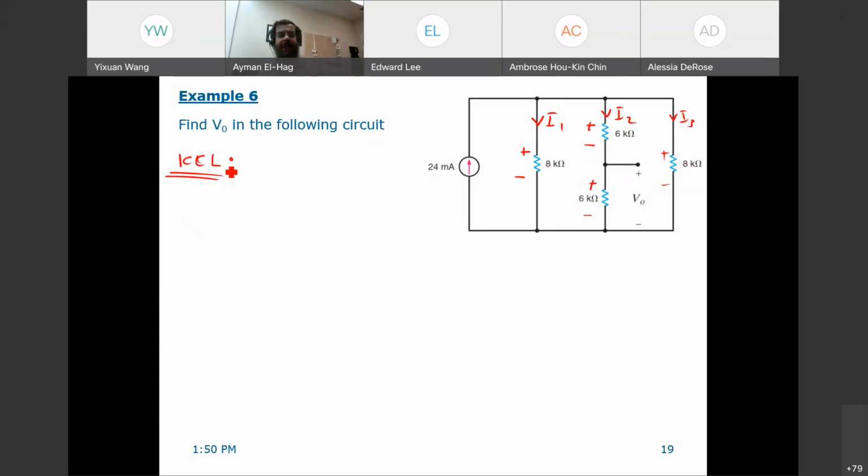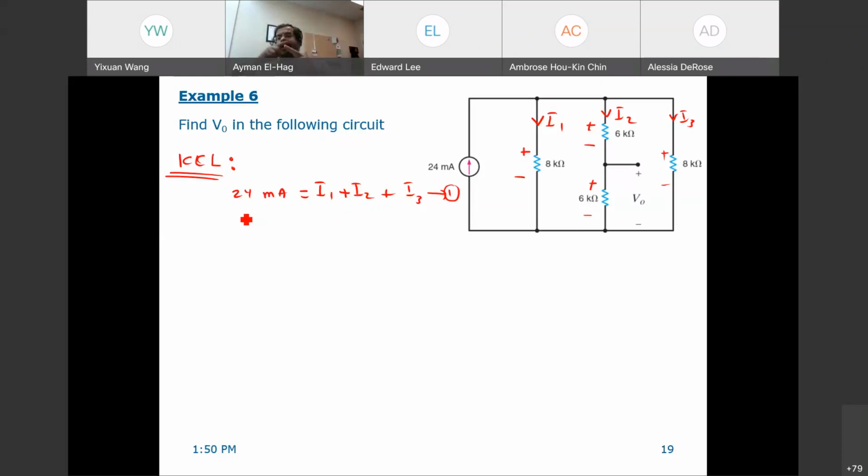Usually for something like this, it is just one KCL. You can't get more than one KCL. A current enters the node here, 24 milliamps. This is the current that enters this node, 24 milliamps, equal to this current that leaves the node, I1, plus this current that leaves the node, I2, plus this current that leaves the node, I3. And that's it. So this is the first equation, an equation with 3 unknowns, okay? Now we need to move on and find the other equations.